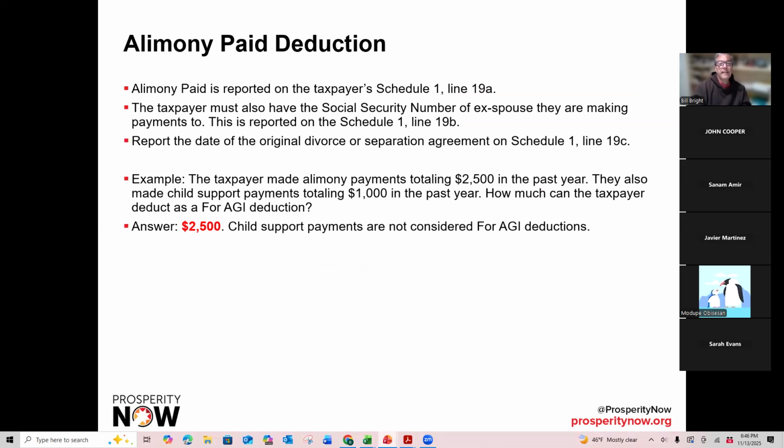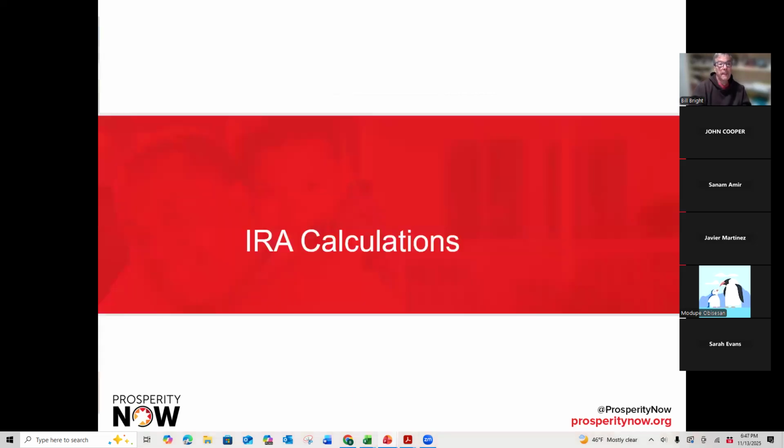Again, that flows through to Schedule 1. Again, an example here, the taxpayer made alimony payments totaling $2,500 in the past year. They also made child support payments totaling $1,000. How much can they deduct for the alimony paid deduction? Obviously, only $2,500 because child support never counts as anything for anybody. It is just an expense of living.